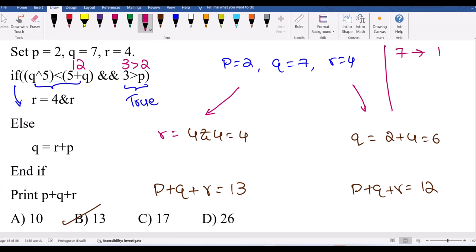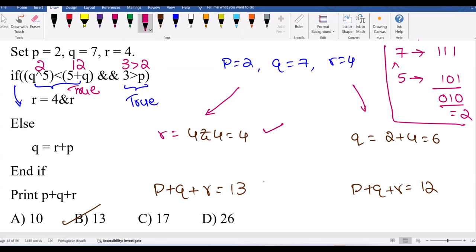7 means 111, all ones, right? 5 means 101. If I do XOR operation, I'll get 010, which is equal to 2. 2 is less than 12. True. This is also true. When both are true, I need to perform this one only. That's why 13 is the correct answer.